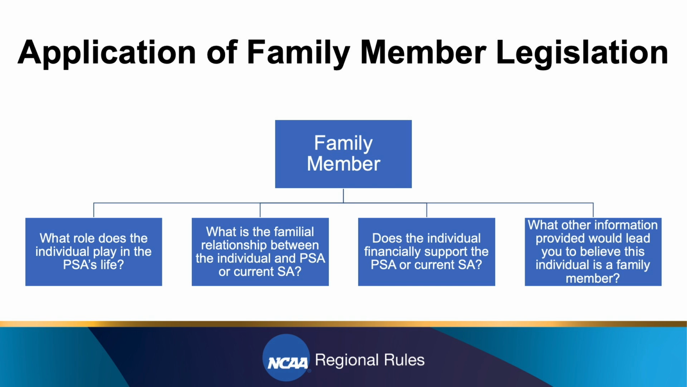Further, does this individual support the PSA or the student athlete financially? In this case, we've seen interpretive requests related to a student athlete or a prospective student athlete living with an individual. What other information would lead you to believe this individual is a family member? There are certain circumstances that may warrant that this individual has provided this prospective student athlete or the student athlete guidance or some sort of mentorship that would lead you to believe that. Essentially, what other relevant information is there to provide you the interpretive analysis that this individual is the close association of a family member?